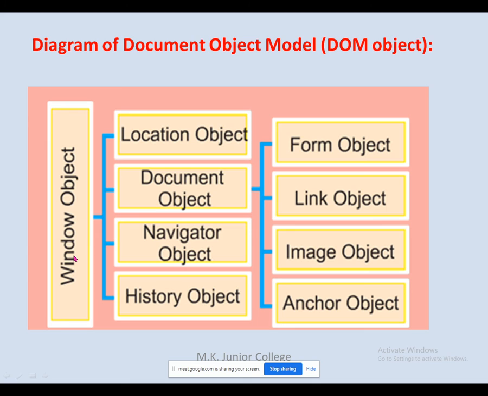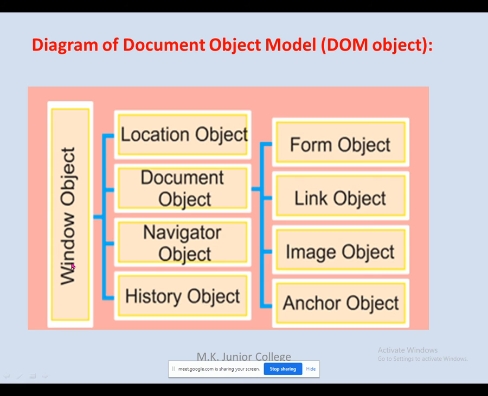Okay, and then the window object has all these four objects: the location object, the document object, the navigator object, and the history object. So as I told you, in JavaScript there are a number of built-in objects. सबसे पहले, the parent object of all the objects is the window object.